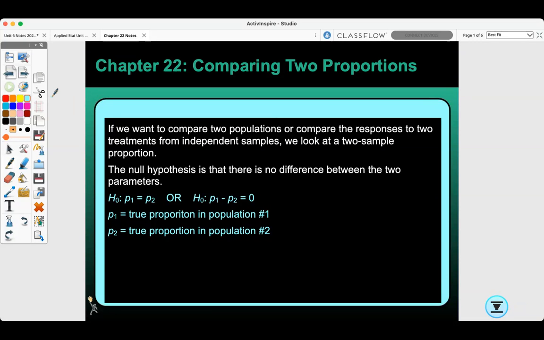Today we're going over chapter 22, comparing two proportions. If we want to compare two populations or compare the responses to two treatments from independent samples, we look at a two-sample proportion. The null hypothesis is there is no difference between the two parameters. The null hypothesis could be P1 equals P2 or P1 minus P2 equals 0, where P1 is the true proportion in population 1 and P2 is the true proportion in population 2.